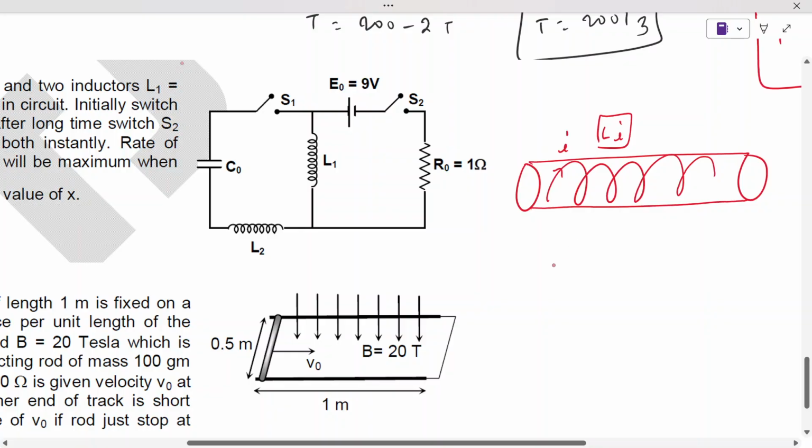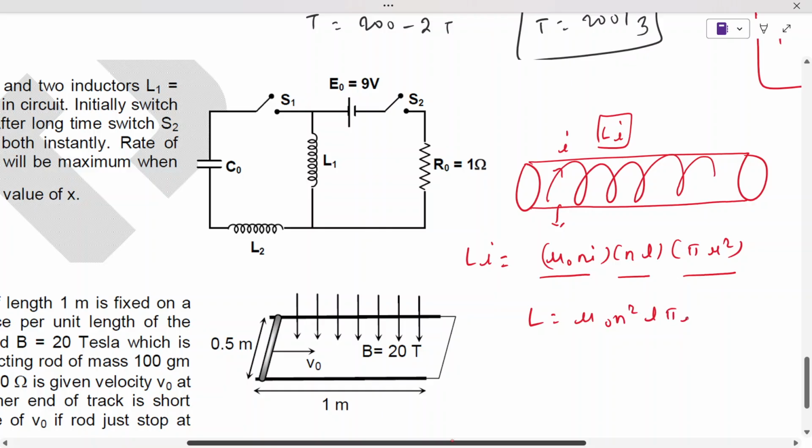And L is what, for a solenoid? It depends on the mu as well, isn't it? You know this formula for the self inductance of a solenoid. Current I flows through it. Flux is mu not N I into L into pi r square. That is equal to L into I. So L is mu not N square L pi r square, isn't it?